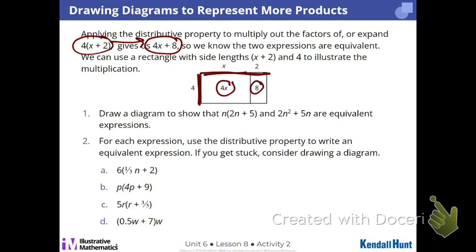I want you to do the same thing with n times 2n plus 5 with your partners. Let's go.